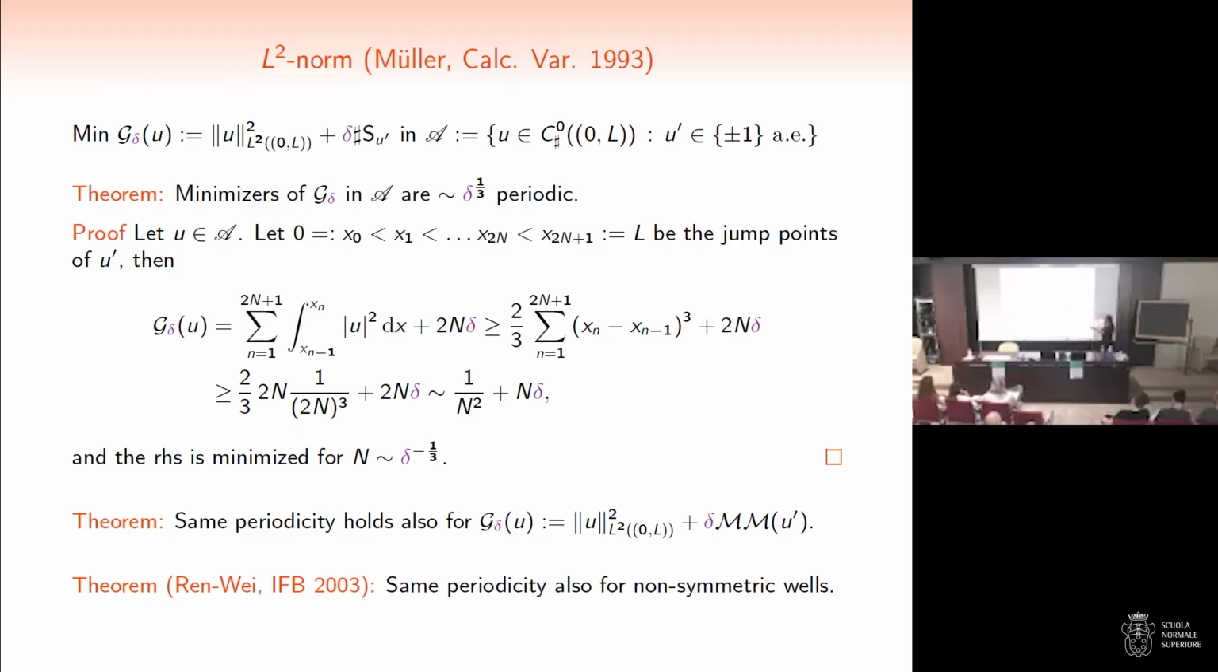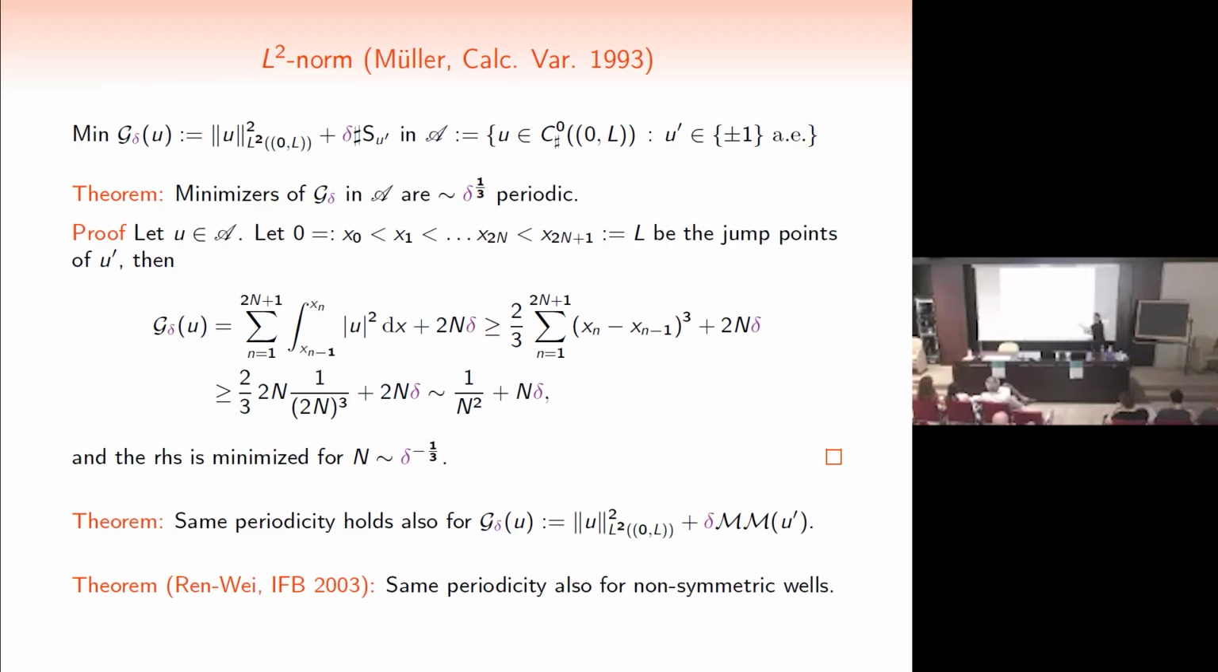So this computation is instrumental for Müller to prove a much more difficult result, namely when the cardinality of the jump set of u prime is replaced by its phase field approximation, that is the Modica-Mortola functional. So this periodicity result holds true for delta small, also if I do not have the sharp interface here. And in some of these cases, it's much more complicated.